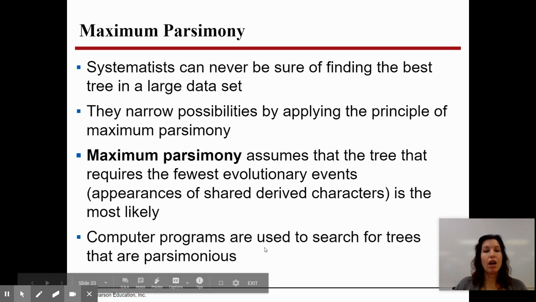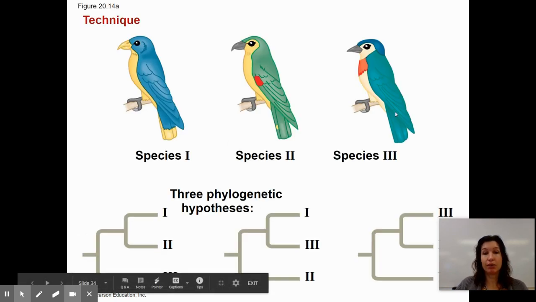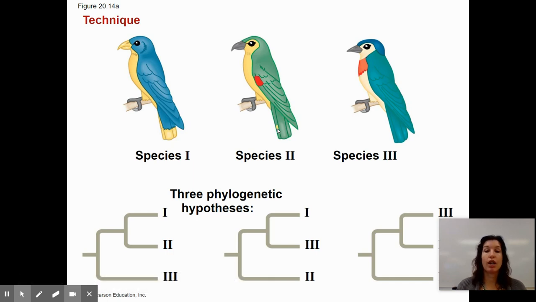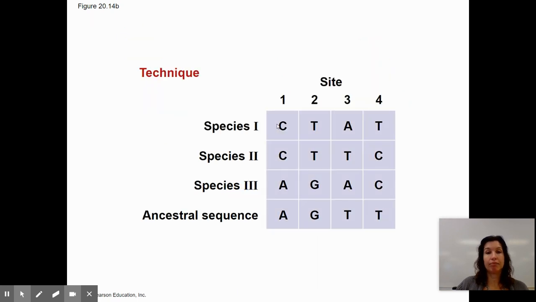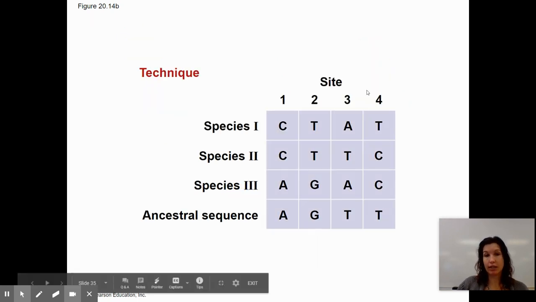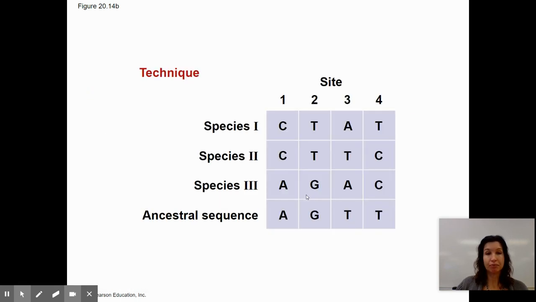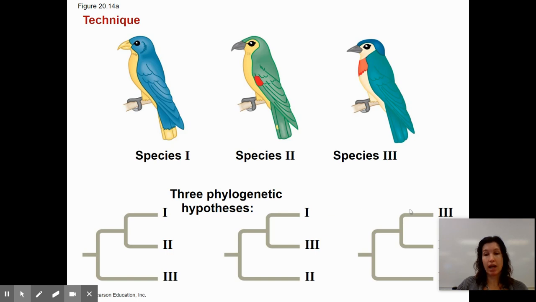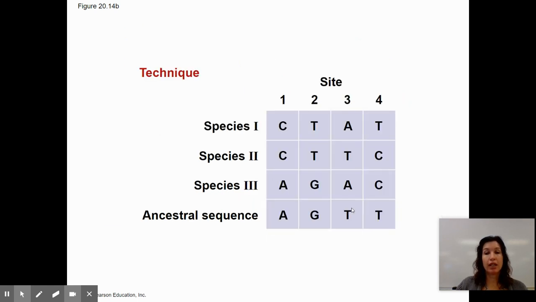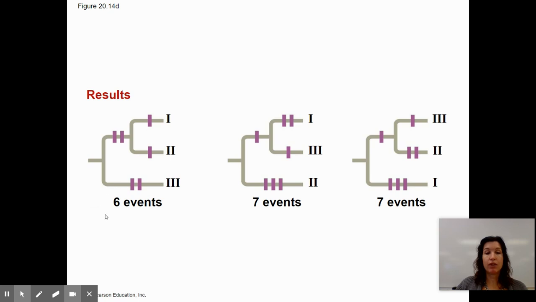So what we look at, so let's say we have these 3 species of birds. We don't know which one arose first. We're not sure where to place them on the tree. So we look at all of their shared characteristics, or here we're comparing sequences of DNA. And when we look, we see the results here. So we had 3 possible hypotheses. And when we analyzed the DNA, we realized that this first tree only took 6 events compared to 7 events of the second and third hypotheses. So we go with this first hypothesis.